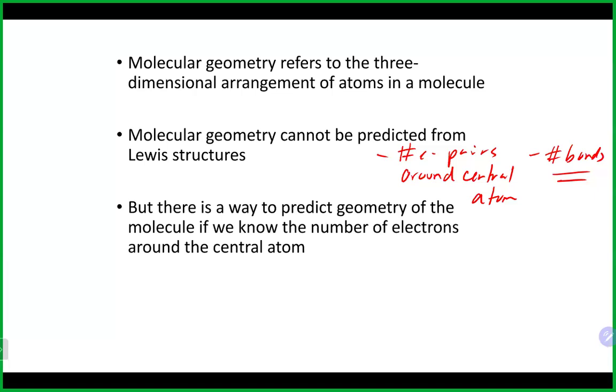We are going to talk about two different types of geometry. We're going to talk about one that describes how the electrons are arranged around the central atom. That is what is sometimes referred to as the electron pair geometry. For the rest of this lecture, I'm just going to call that EG, so I don't have to keep writing that. But that basically describes the arrangement of the electrons in three-dimensional space around the central atom. The other type of geometry is the molecular geometry.